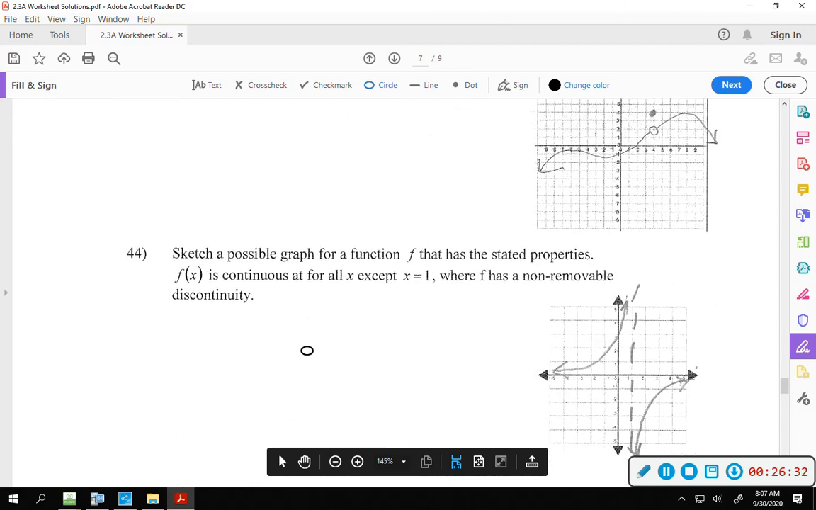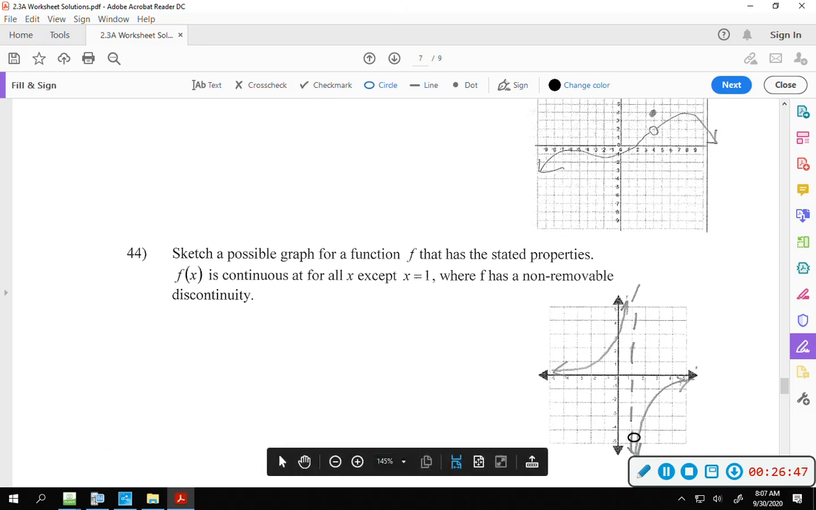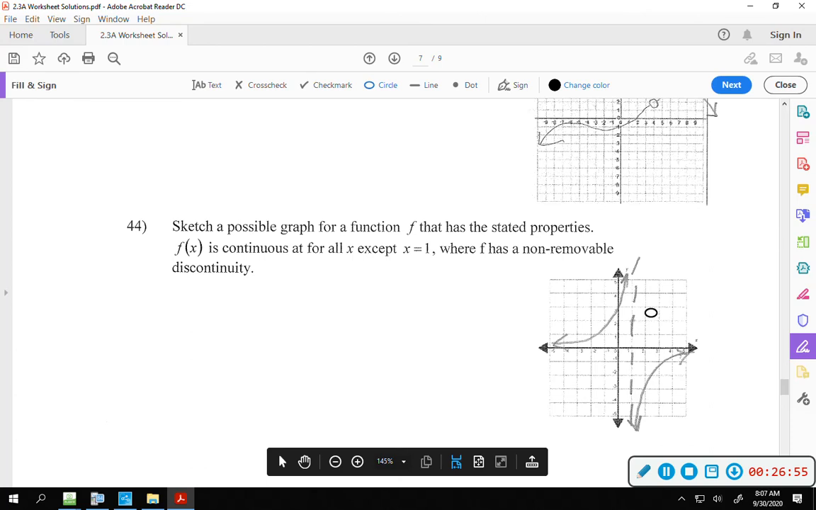44. Sketch a possible graph of a function f that has the stated properties. f of x is continuous for all x except at x equals 1, where f has a non-removable discontinuity. I decided to create an infinite discontinuity here. As I approach from the left, it goes to positive infinity. As I approach from the right, it goes to negative infinity. You could have created a jump discontinuity here as well, if you would have preferred.